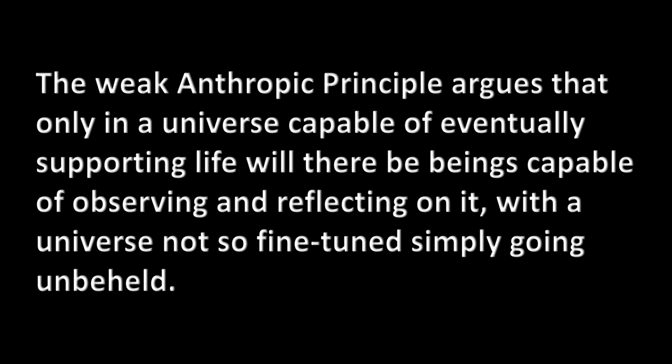What's the weak anthropic principle? Once again, when you see the words anthropic principle or read it, this is what we're primarily talking about. If somebody doesn't say strong or weak, they're really meaning weak. And this is it in a nutshell. The weak anthropic principle argues that only in a universe capable of eventually supporting life will there be beings capable of observing it and reflecting on it. With a universe not so fine-tuned, it would simply go on unbeheld. So if we had a universe that wasn't so fine-tuned and couldn't support life, no conscious life would know about it anyway. And so it's not remarkable. We're here, so obviously something happened, and so the anthropic principle is the explanation.